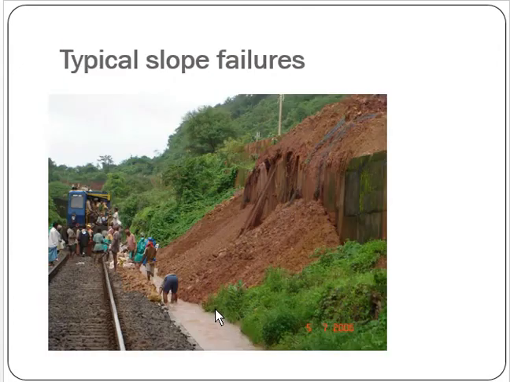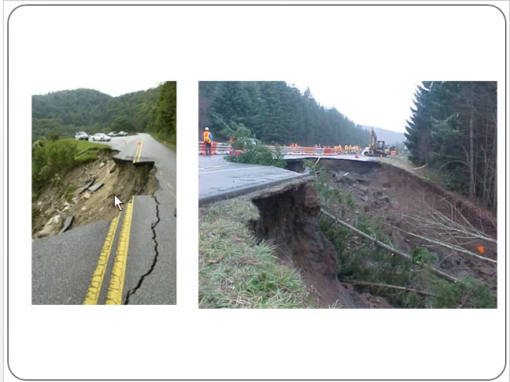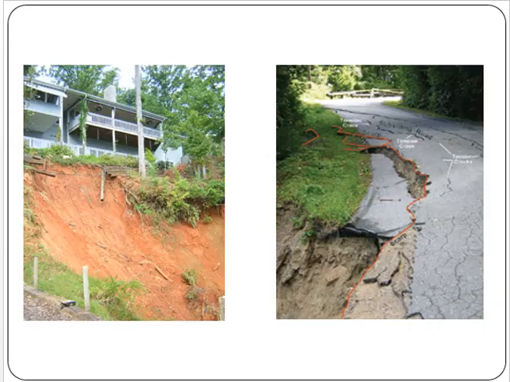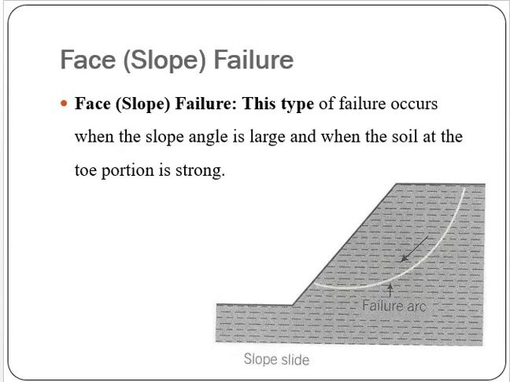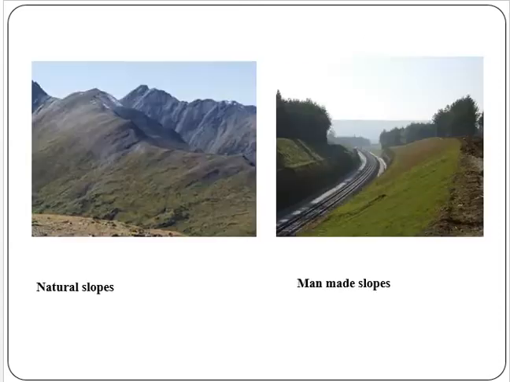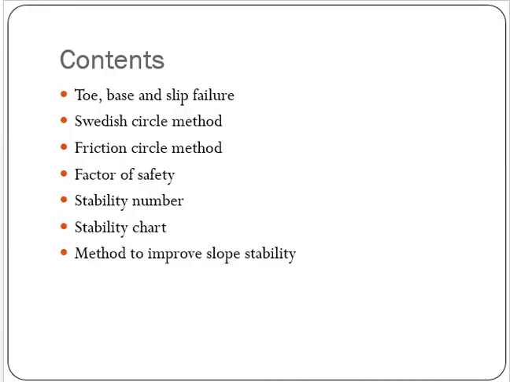And these are some practical cases of slope failure, near a railway, near road cuttings, like that. Another example of slope failure. Okay, so this is the introduction to slope failure, or stability of slopes. It is the first content in this syllabus. First one, toe, base, and slip failure. This portion is over. Toe failure, base failure, and slip failure. This is the classification of rotational failure.